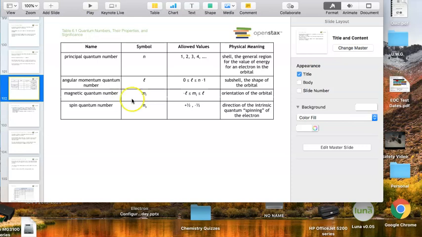Your magnetic quantum number, m sub l, is the orientation of the orbital. That's equal to negative l to 0 to positive l, including 0. And then your m sub s is the quantum number associated with the spin. It can be positive 1/2 or negative 1/2, so it's basically the direction of the spinning of the electron in that orbital. You can have a maximum of just 2 electrons in an orbital.